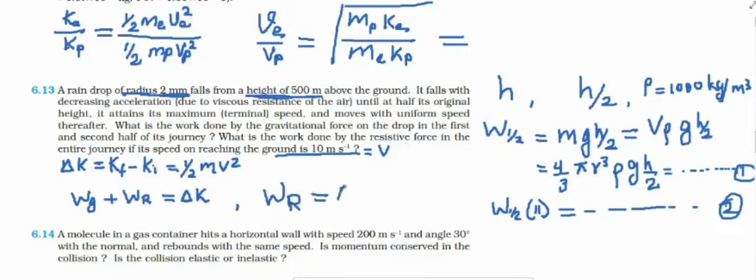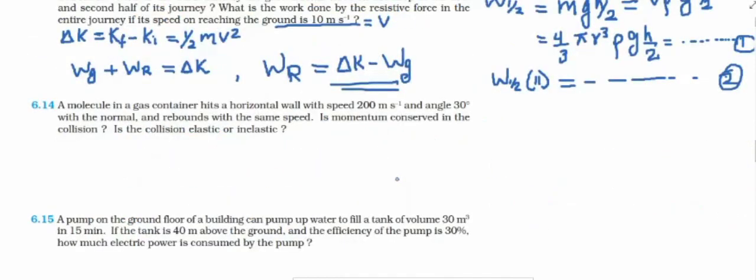So you will get delta K minus Wg. The answers are small values, so you have to work carefully with the decimal points and everything you need to consider. Then only you will get a proper answer in this question. Okay, now come to question 14.